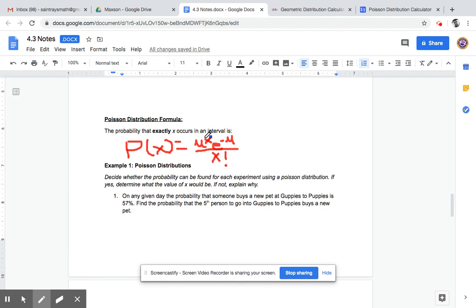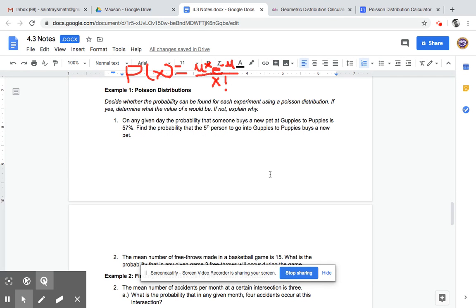X is going to be the number of successes. And then this letter e actually stands for a number. It's a value on your calculator. And there's mu again, and then x. So like I said, you're not going to have to plug it into this formula. We will just be using the online calculator.